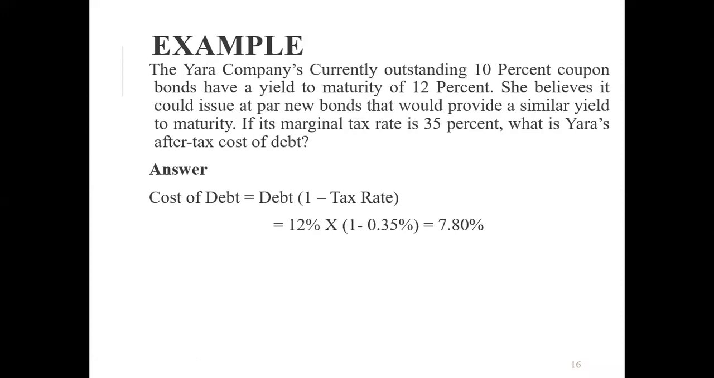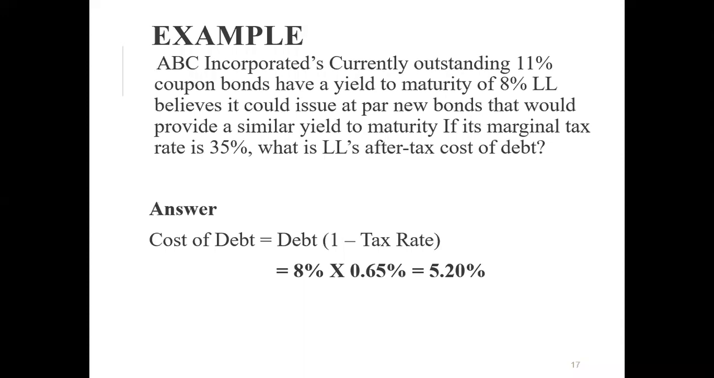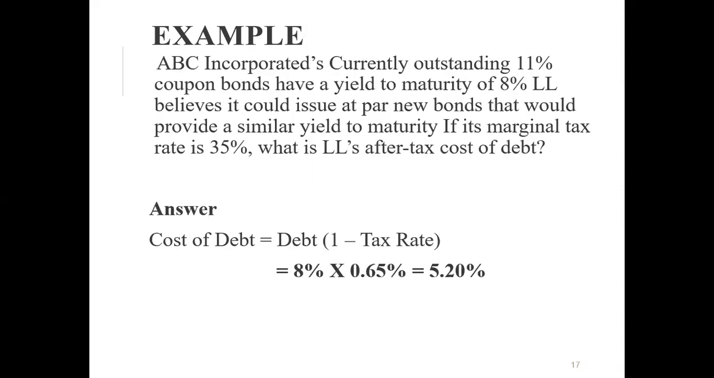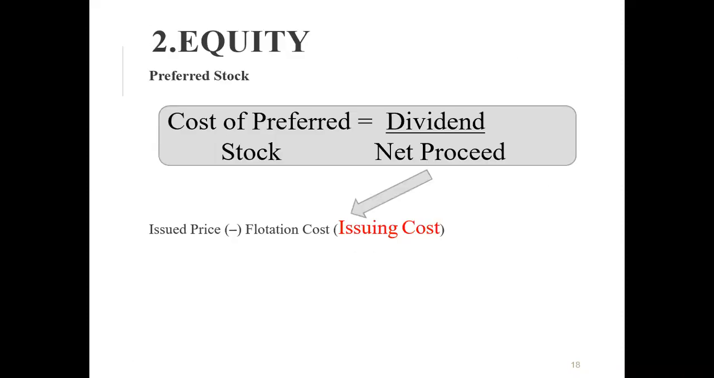But what happened in the previous example: the debt cost, the yield to maturity, was 12%, while here the cost of the debt is 8%. So you find that by having a lower interest rate, I will have a lower cost of debt. So if you see here, it is 12% yield to maturity. If the yield to maturity increases, the cost of debt increases. If the yield to maturity decreases, then the cost of debt decreases. So this is the relation between the yield to maturity that we explained previously in the bond valuation and the cost of debt. Let's go to the cost of preferred stock.